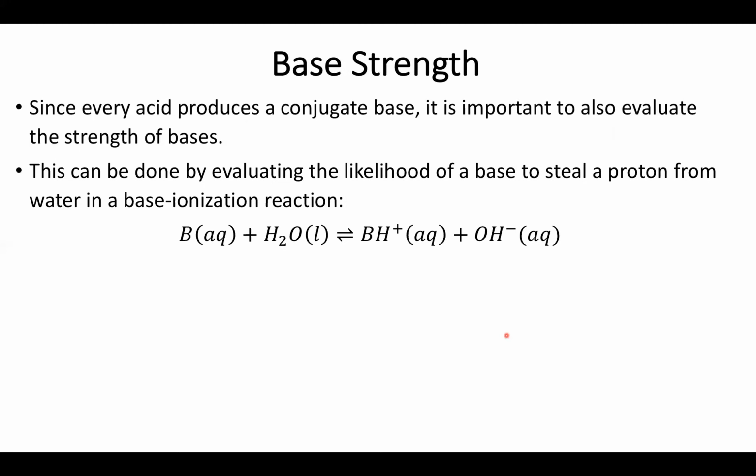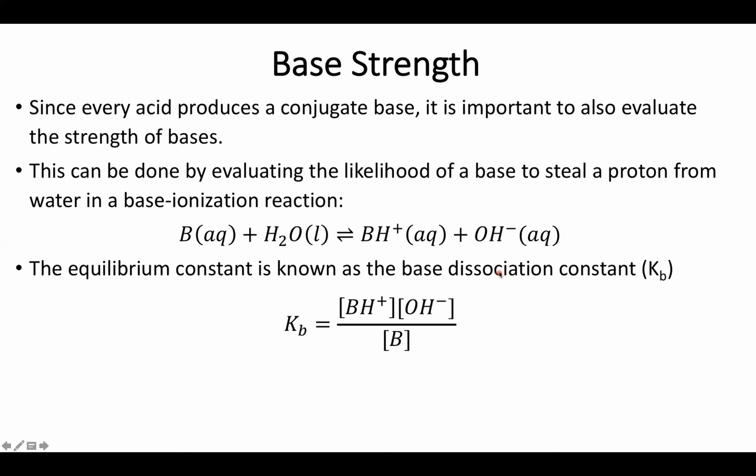One of the things we're going to do in order to evaluate the strength of these bases is look at what's called the base ionization reaction. Similar to acids, we're looking at the likelihood of a base interacting with water to steal a proton, and again, releasing that hydroxide. And just like we evaluated the strength of an acid with the Ka, we're going to evaluate the strength of a base with a Kb. So this is going to be the base dissociation constant.